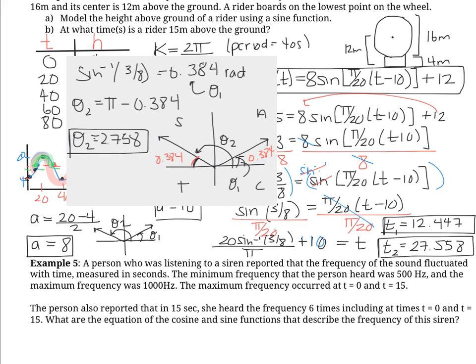Okay, so our change in time is going to be 27.558 minus 12.447, and that means that they're going to be above the ground for approximately 15.11 seconds. And that's our final answer.